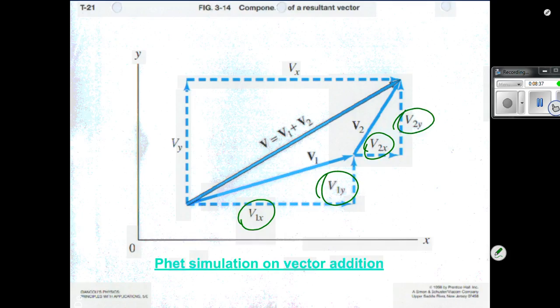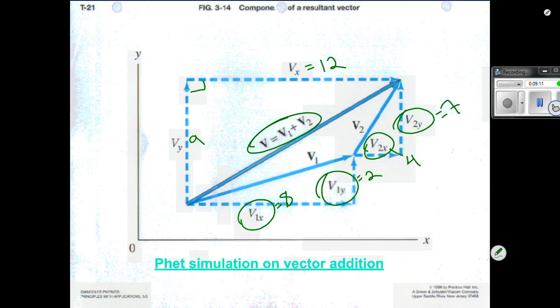Now, this is so abstract. Let's pick some numbers. Let's call this 8, and this is 2, and I'll make that one 4, and that one 7. Okay? So now I add my x's. 8 and 4, what do I get? 12. Easy. So that's 12. And my y's? 9. Great. So that's 9. Now I have two vectors that are perpendicular to each other. One's 9, one's 12. I use Pythagoras to find the magnitude of my resultant. I use trigonometry to find my direction.